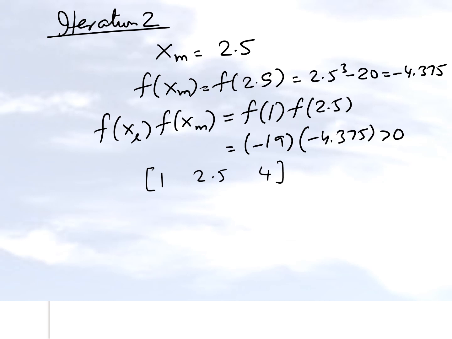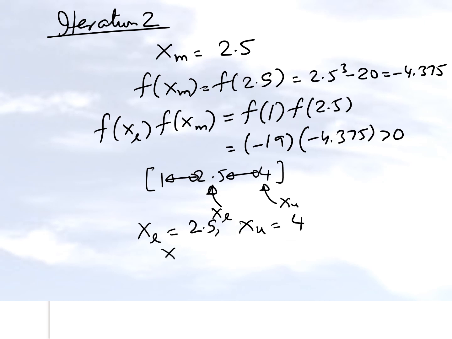So it is not between these two numbers. It has to be between these two numbers where the function changes sign. So this becomes my new lower limit, and the upper limit stays the same. So we'll have XL equal to 2.5 and XU equal to 4. This gives me the new estimate of the root to be the midpoint between the redefined XL and XU, and that turns out to be equal to 3.25.